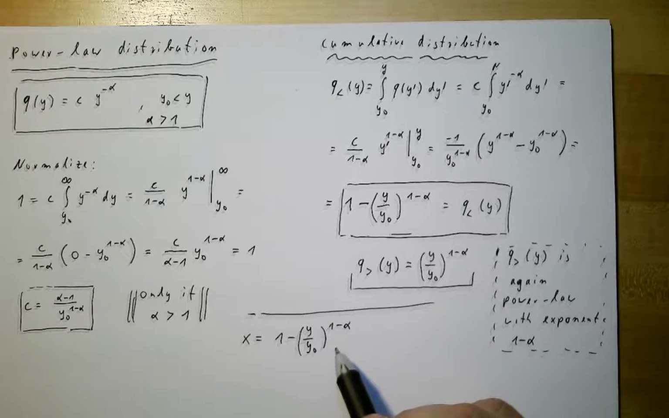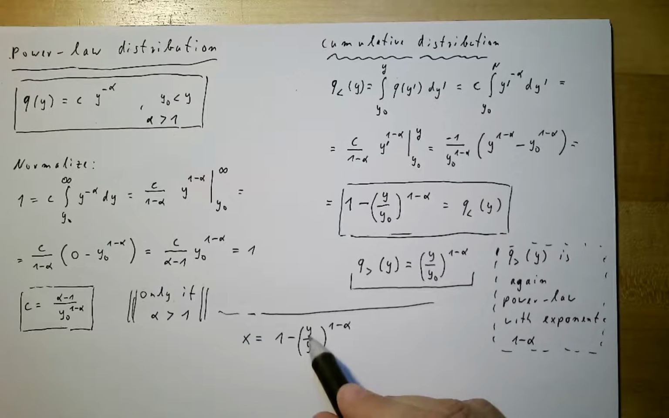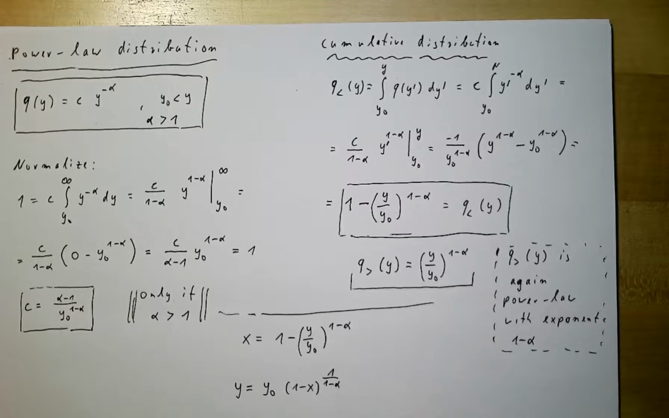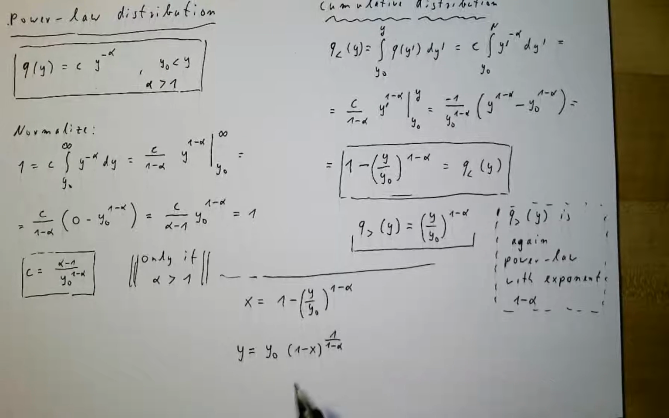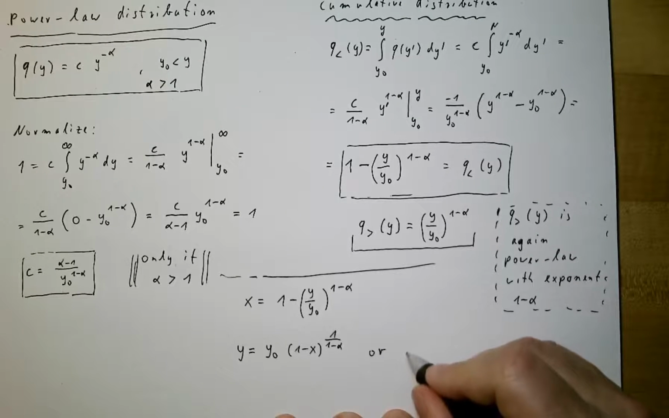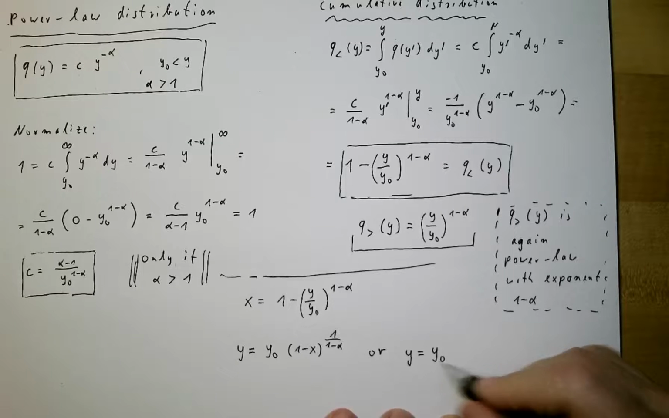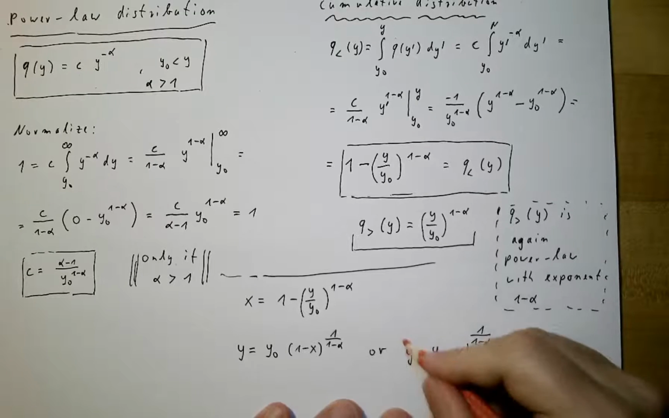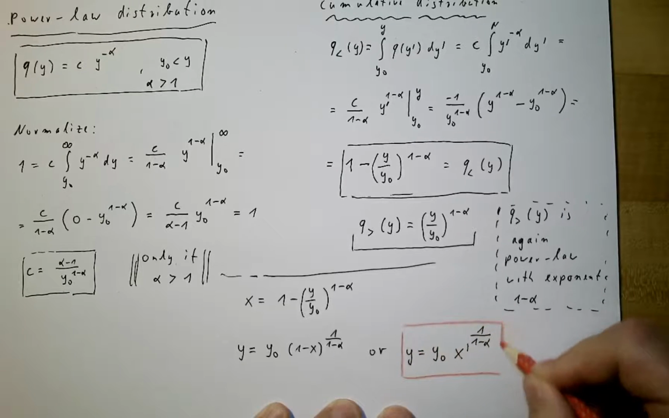And now it's very similar to the case in the exponential distribution. We solve this for y, and then y equals y0 times 1 minus x to the power 1 over 1 minus alpha. And this is already the formula how you can generate these power laws. But then we remember that if x is uniformly distributed between 0 and 1, then 1 minus x is also uniformly distributed. So we just can take the more simple formula that y equals our cutoff y0 times this uniformly distributed random number x prime to the power 1 over 1 minus alpha. And so here we have the simple formula.